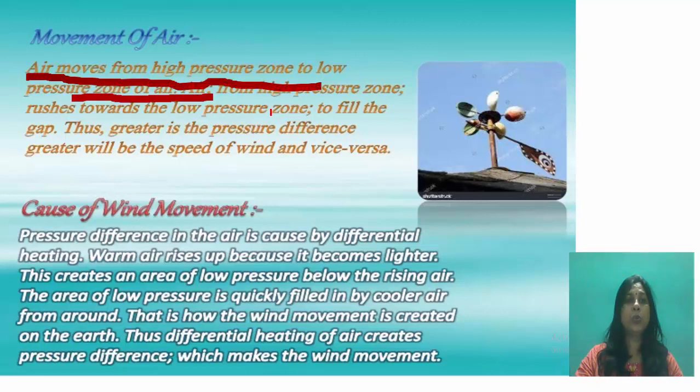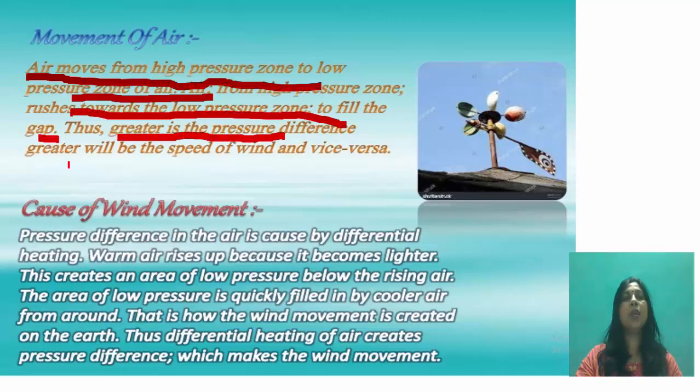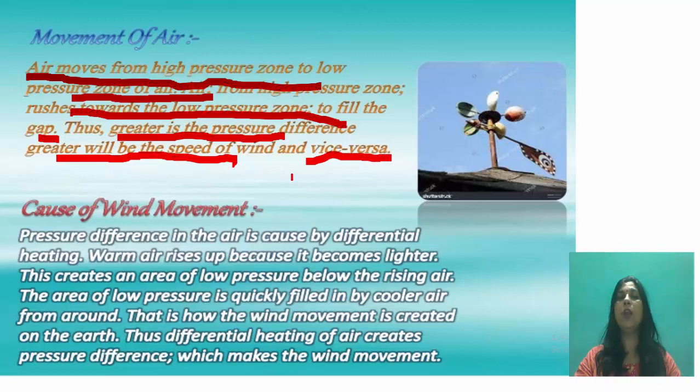Now from high pressure zone, the air rushes towards the low pressure zone to fill the gap. Thus, greater is the pressure difference, greater will be the speed of the wind, and vice versa. Vice versa means if greater is the pressure difference, greater will be the speed of wind. If lesser is the pressure difference, lesser will be the speed of wind.